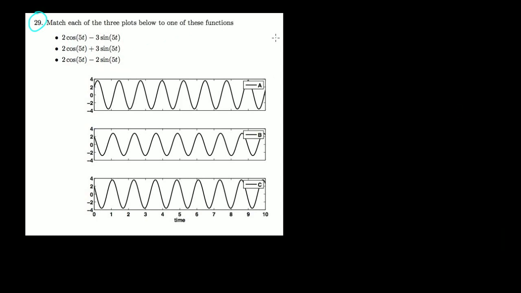So pretty much the way you do this, you have to eliminate these functions. And you can see that these functions vary in a couple of different ways. This function right here has an amplitude, like k, a little bit bigger than 2. This one, our k is a little bit less than 4. And this one too, the k is a little bit less than 4.